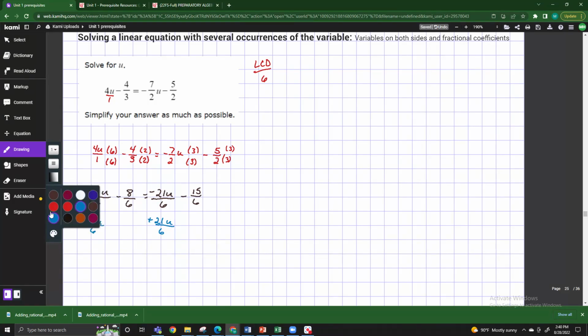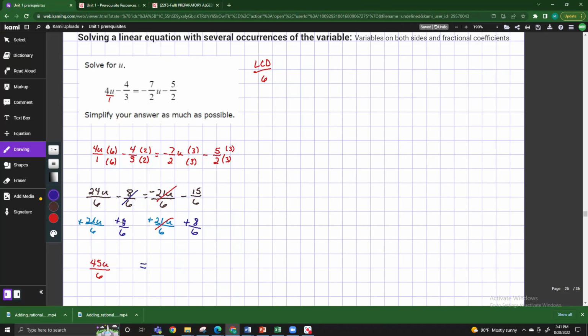This will give me 21 plus 24 is 45u over 6. These will cancel out, and now I tend to save a little bit of space, so I've done that first. I still have the equal sign, and now on the side where my u is, I'm going to get rid of the other terms. So I'm going to add 8/6, so plus 8/6. Remember, once the denominators match, I can combine them together.